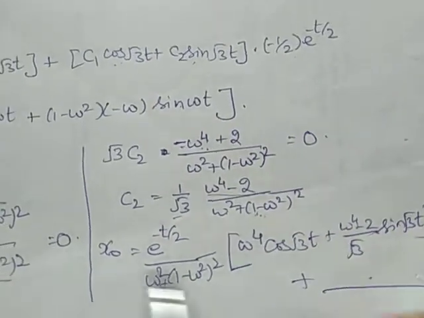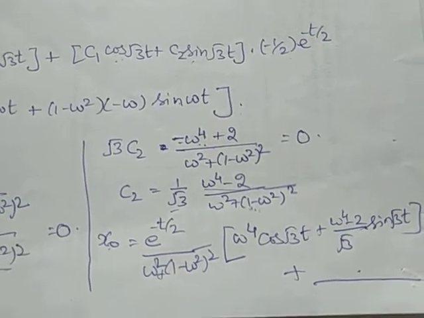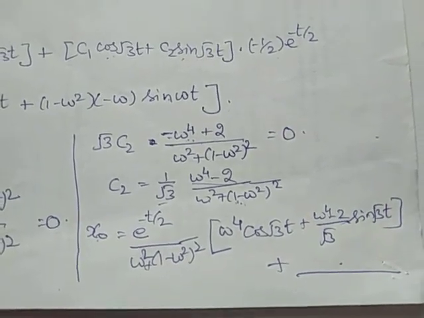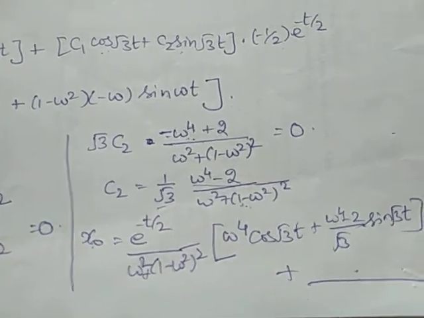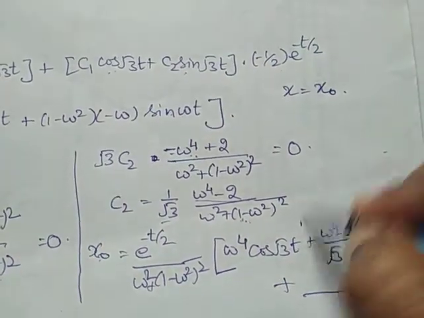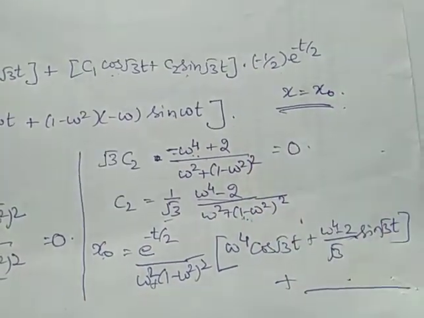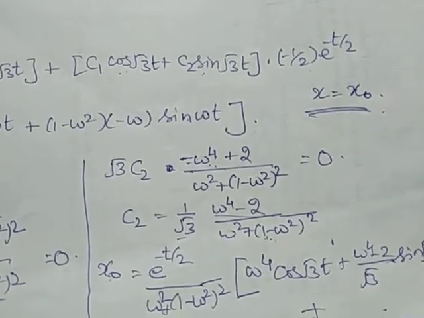So we got the value of x naught. To find x1, the process will be very lengthy. Therefore, we will stop at this stage itself. So our final solution will be x is equal to x naught itself. X naught we got here. We will stop at this stage. So in this problem, we got only the first term of the perturbation solution.